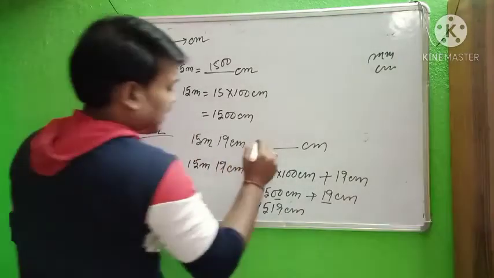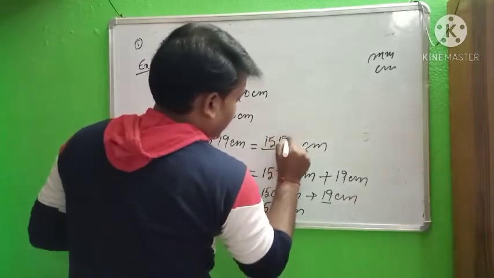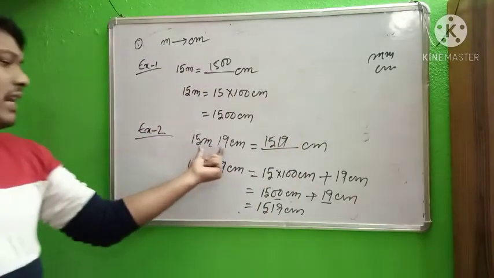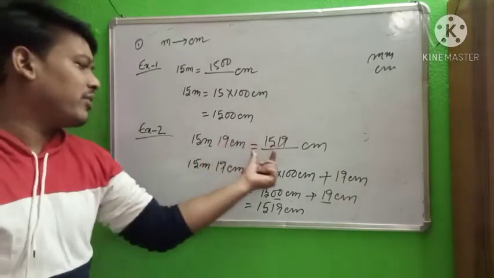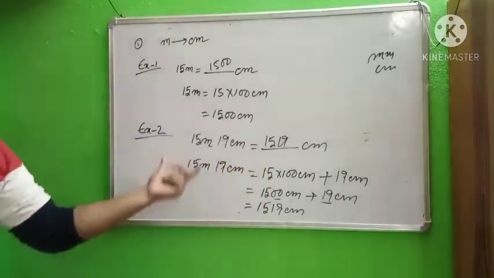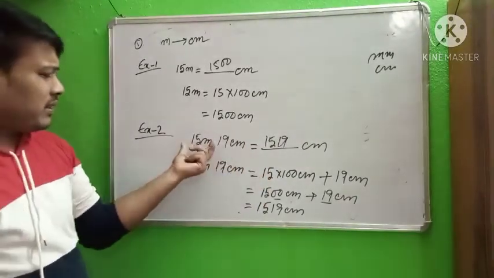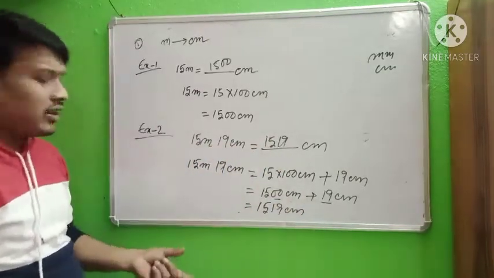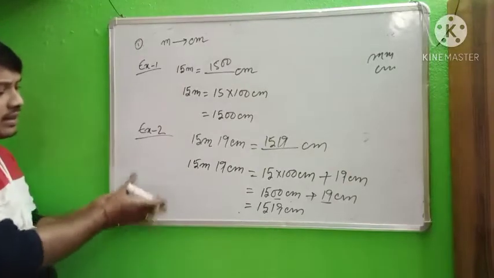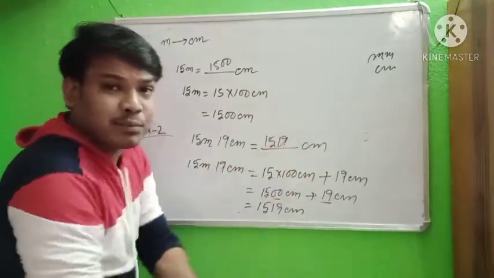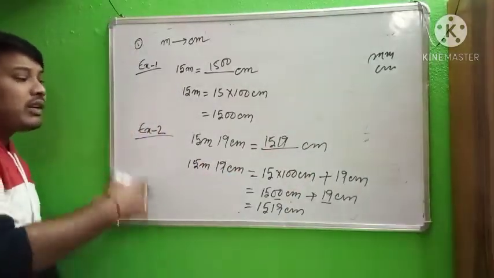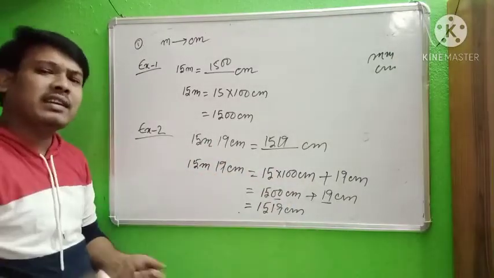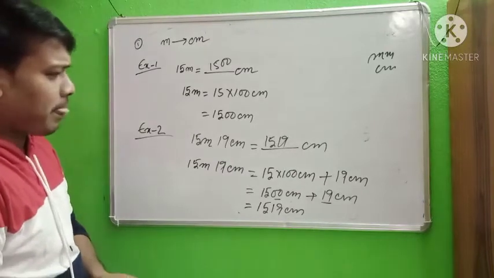So what is the answer? 1519 centimeter. Okay, we can write it directly, but as you are in class 3, it is better you convert by the process. When we become habituated with the conversion, then we can write the answer directly. Okay.